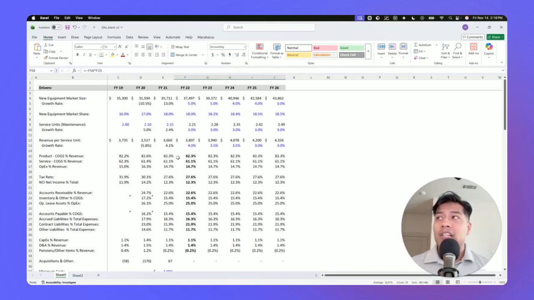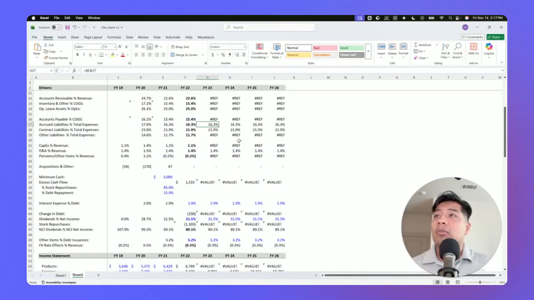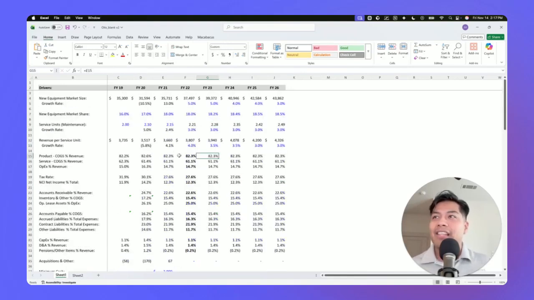And specifically for professionals like us that are working in Excel all day, we want outputs that we can diagnose. We want outputs that are formula driven. We don't want hard-coded values. We don't want refs. We don't want hashtag values. We want the Excels to work exactly as they should be. And reducing temperature allows you to achieve that goal.